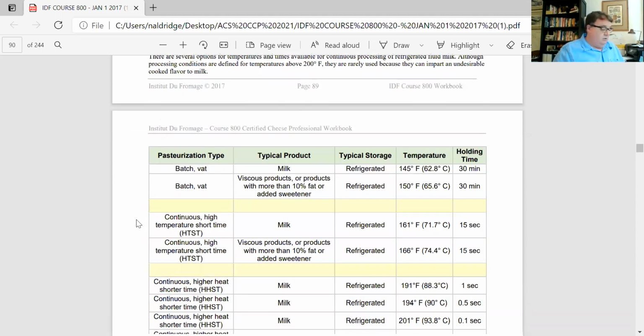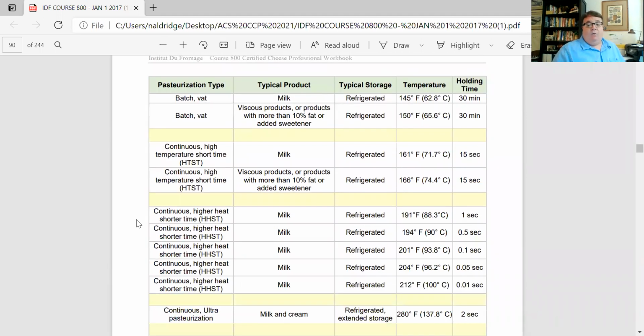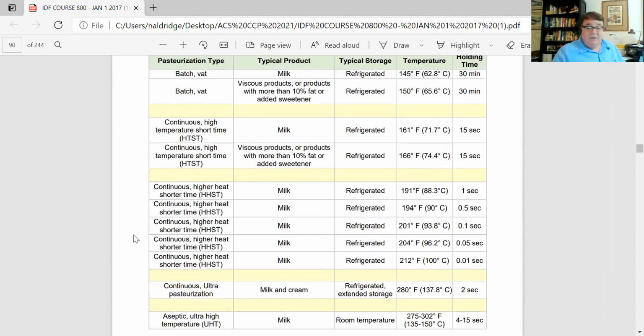There's your big one. There's your big graph right there. The things to remember, you've got pasteurization type. There's going to be another graph in your Best Guide for Cheesemakers book. But you need to know high temperature, short time, so HTST. You need to know the difference between that versus HHST. Those are good ones.